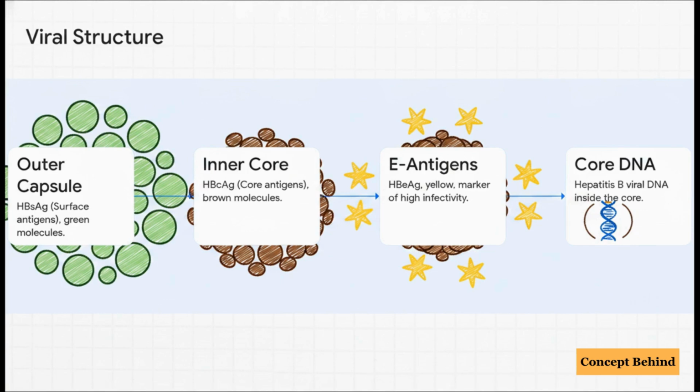Step 2, we dive deeper and find an inner protein core. These are the core antigens. Let's call them brown. Then, step 3, right in between that surface capsule and the inner core, we have the E antigens. Think of these as yellow. Now, these E antigens are super important because they're only released when the virus is actively replicating, so they act as a direct red flag for high infectivity. And finally, step 4, sitting right smack in the center of that inner core is the viral DNA itself.